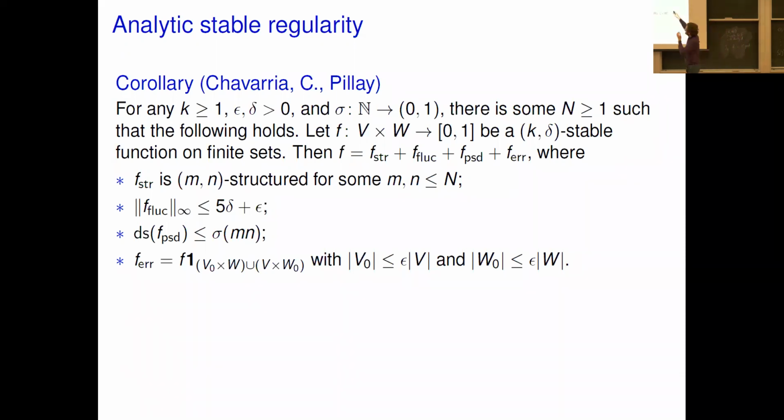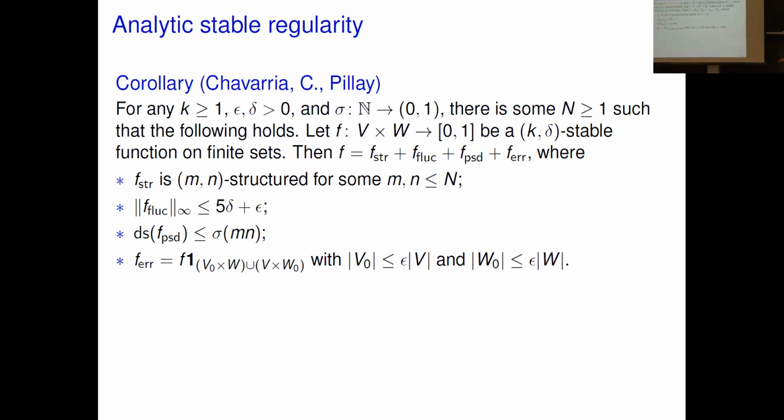The first one comes from what I've called the pseudo-random term, because it kind of analogously comes from that same place. The density of its support is extremely small, at most sigma of mn. So very, very small density. But I can't really say the shape of the support of this function. It could be all over the place. It's very small, but it could be all over the place.